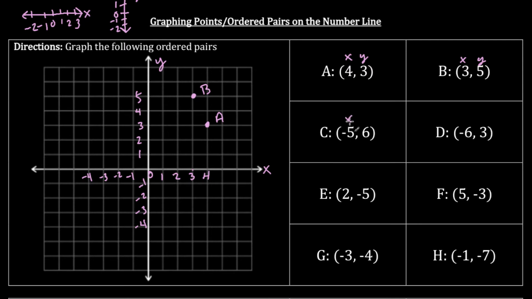Okay, let's look at C. This is my x-coordinate. This is my y-coordinate. So on my x-axis, I will go left. -5 will go to -5. So -5. And then my y-axis, +6. My y-coordinate is 6. So I'm going to go up here. And this is C.